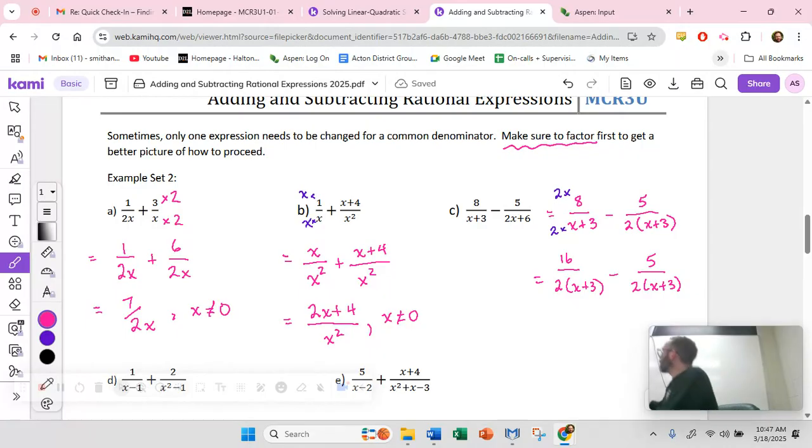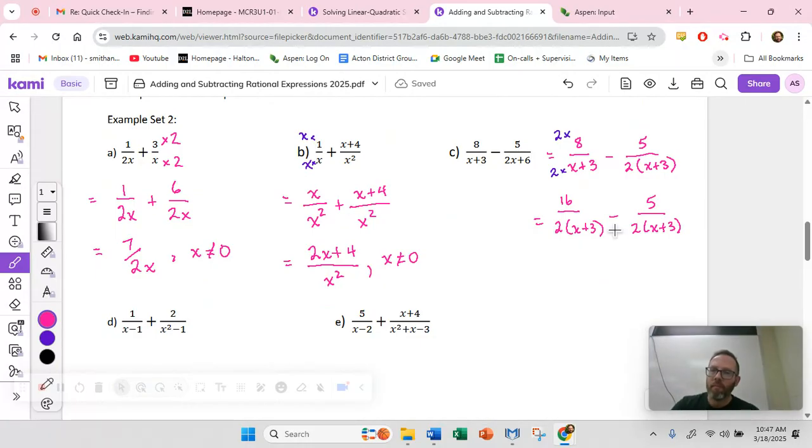All right, guys, we are basically done. Look, the denominators are the same. We can just subtract the tops. 16 minus 5 is just 11. Look at us. We just did another one.